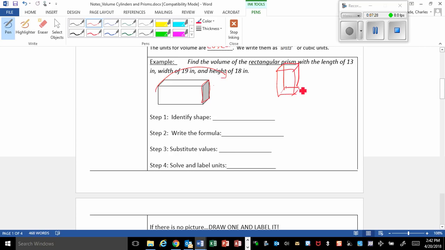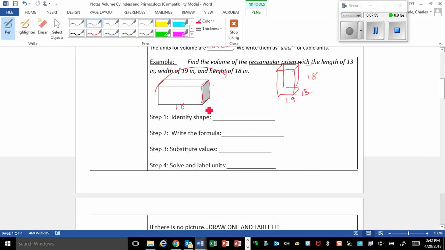Okay, so the height of that would be from here to here. That would be 18. But since it's laying down, it's multiplication. So at the end of the day, it doesn't really matter where you put them because you're just multiplying the three of them together. The length would be 18, the width would be one 19 and one 13.